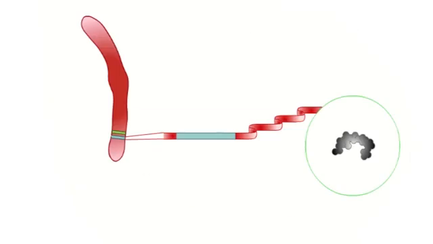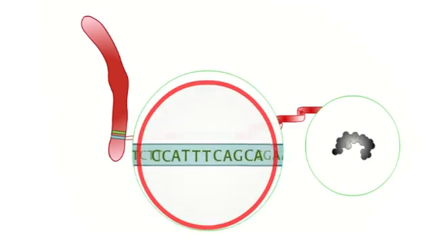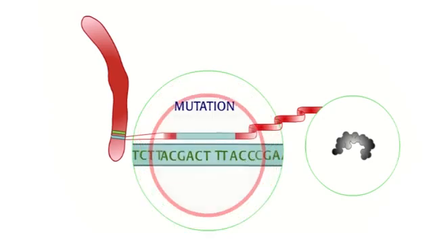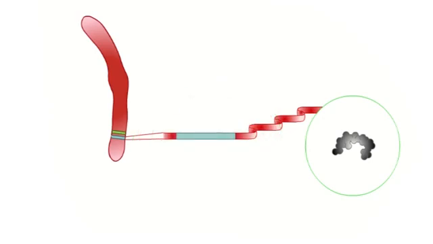In people with severe hemophilia A, factor 8 is not present, because their gene contains a much bigger mutation, like an inversion, that completely garbles the instructions for the protein. No factor 8 can be produced from a garbled gene.